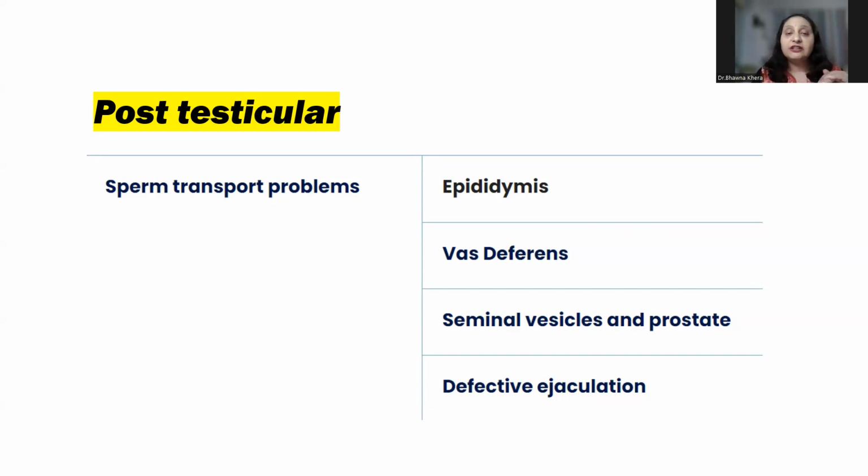Now at the level of vas deferens, there is the congenital bilateral absence of vas deferens, CBAVD. This is a feature of cystic fibrosis. So if any such picture is there, we have to look for cystic fibrosis gene mutation.